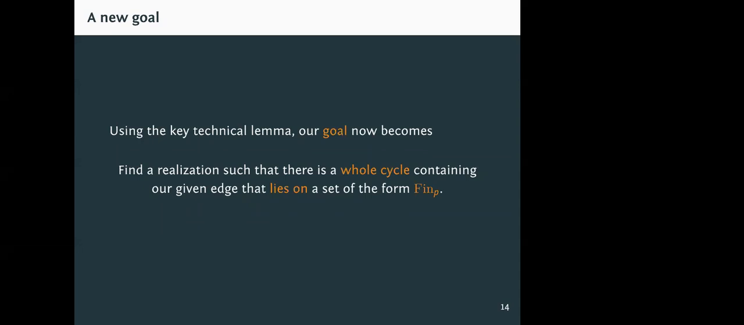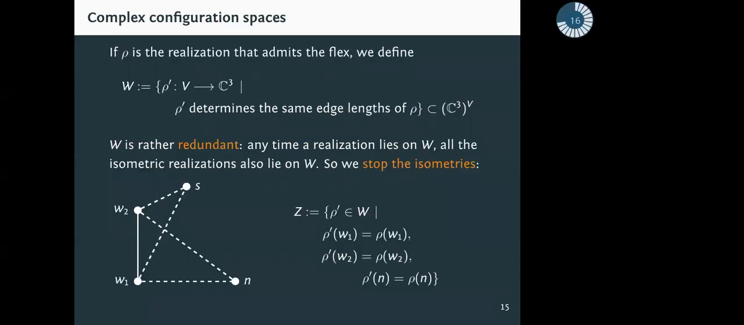So how do we find such a realization? We need to consider what I would call configuration spaces of the polyhedron. Once we have the realization that admits a flex, we define this set W of all realizations inducing the same edge lengths as a given one. I can say that this is in C^3 because you can write these conditions down in terms of polynomials, and so they make sense over the complex numbers.